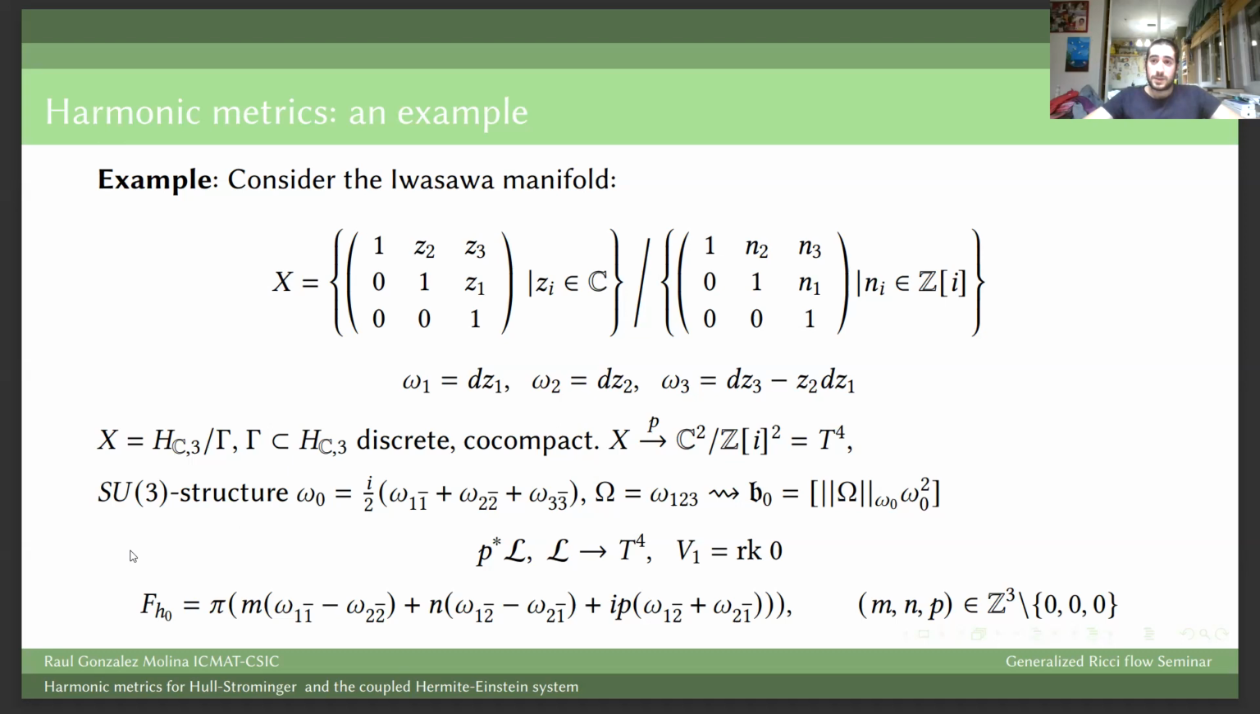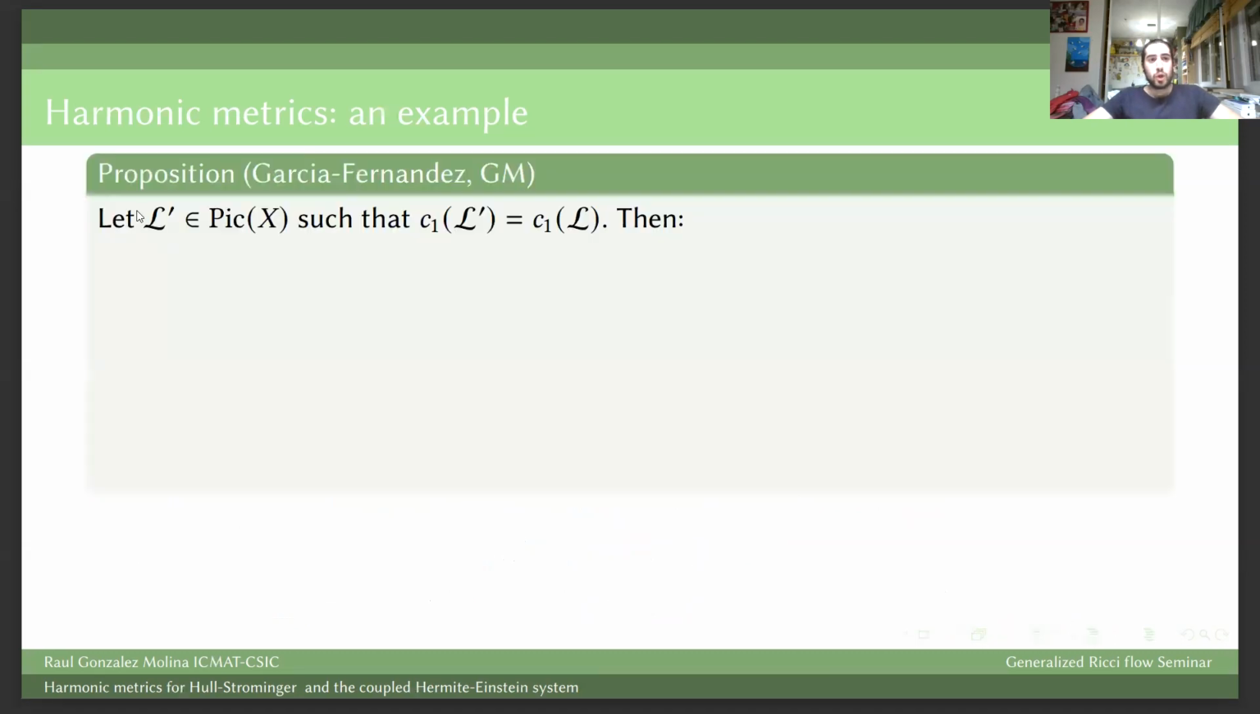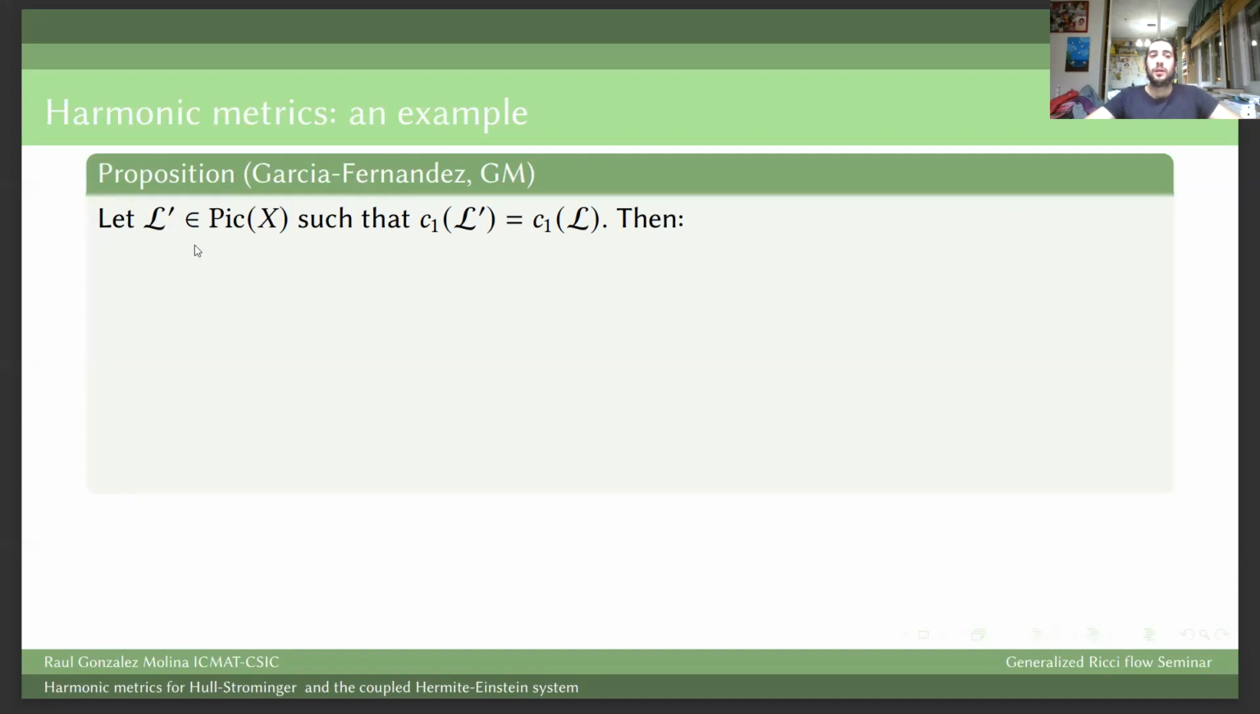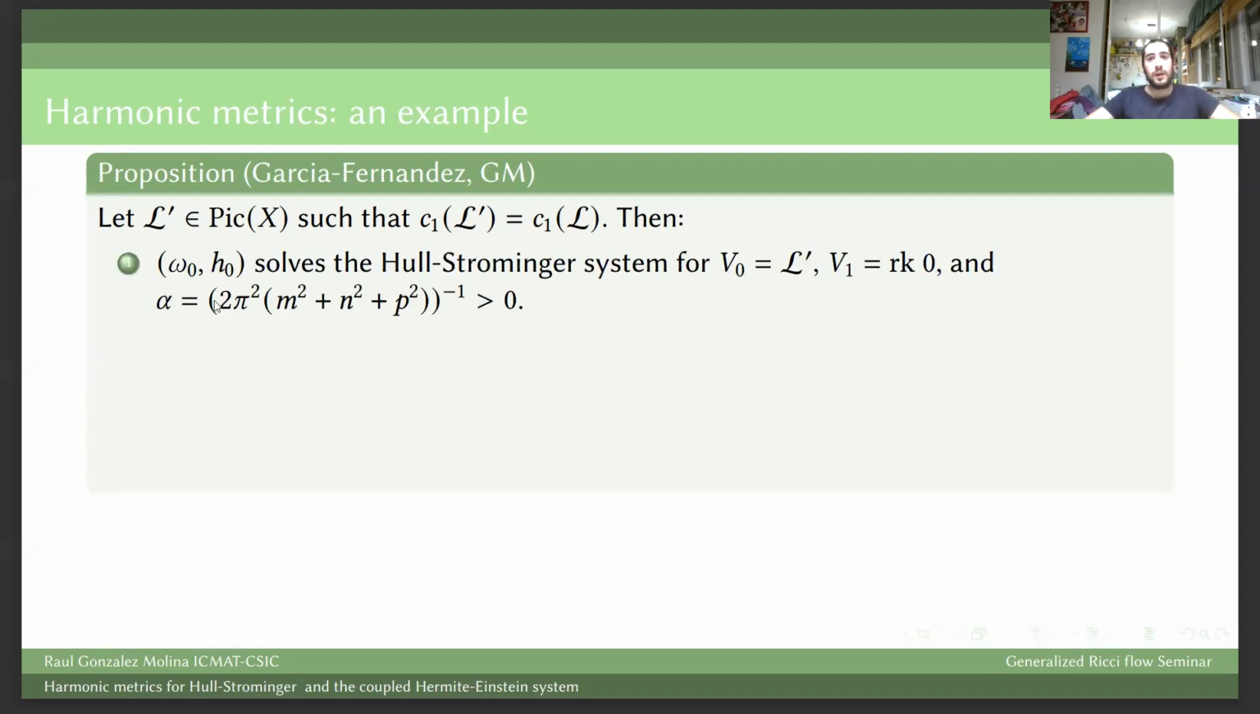So now this is the geometry, and we have the following result. Let us pick a line bundle which has the same first Chern class as any of the line bundles I had chosen. Let me return for a moment. Let's fix M, N, and P, and choose one of these line bundles. So with the topology fixed, I assume given a holomorphic line bundle which is topologically the same as the one I have fixed. Then I want to say several things. The first thing is that I have a solution to the Hull-Strominger system for these bundles. This is just a quick computation that one must do, but it is really easy. It's just linear algebra.